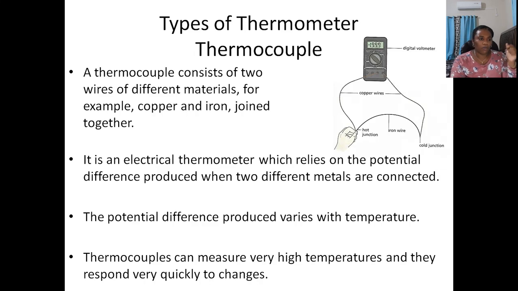Now here we have the thermocouple, another type of thermometer. A thermocouple consists of two wires of different materials, for example, copper and iron joined together. And we can see it right here. You have the copper wires, and then you have the iron joined up here, right? You have a hot junction and a cold junction. It is an electrical thermometer which relies on the potential difference produced when two different metals are connected. So the potential difference produced varies with temperature. Thermocouples can measure very high temperatures and respond very quickly to temperature change.